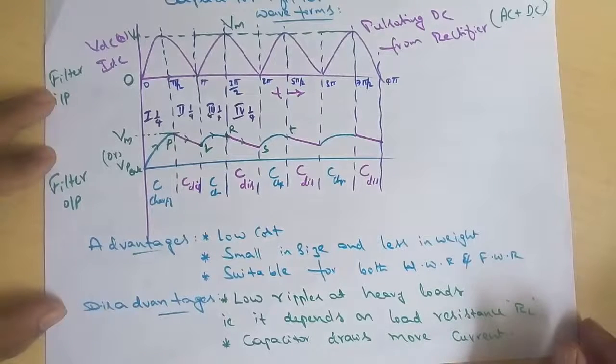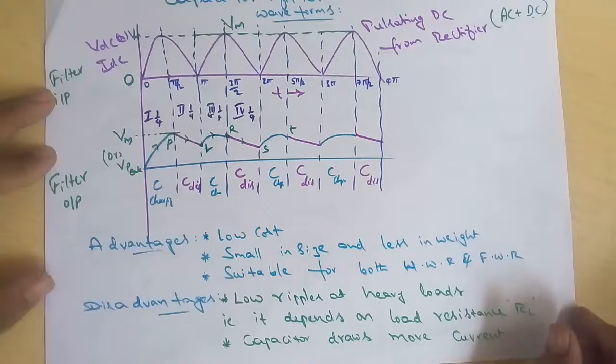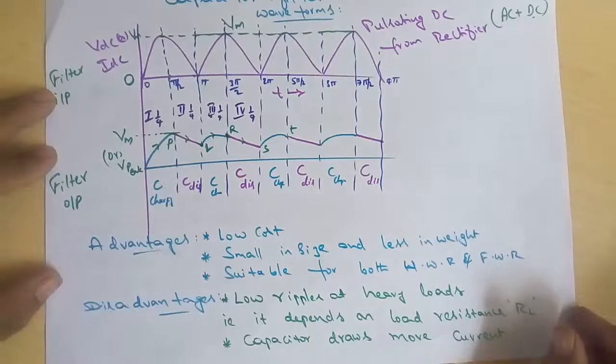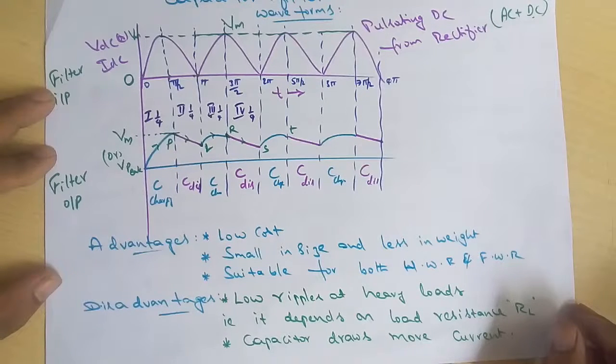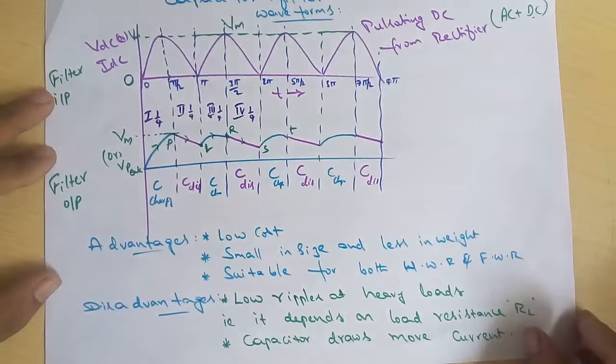Today we have to discuss the capacitor filter, its advantages and disadvantages. Next, the second filter is the series inductor filter, the third one is the L section filter, and the fourth one is the pi section filter. We have to discuss them one by one in this manner. The capacitor filter was already explained in the previous class.